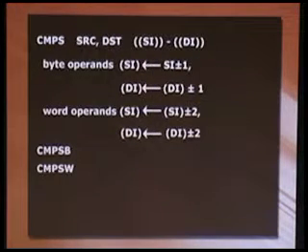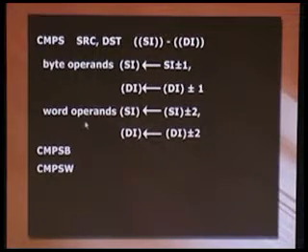Now we will take up the instruction related to compare. It is CMPS SRC, DST. That is, this is a comparison instruction. The comparison is done by subtracting the contents of DI from SI. In the case of byte oriented operands, after the subtraction is performed, SI is incremented or decremented by 1, DI is also incremented or decremented by 1.